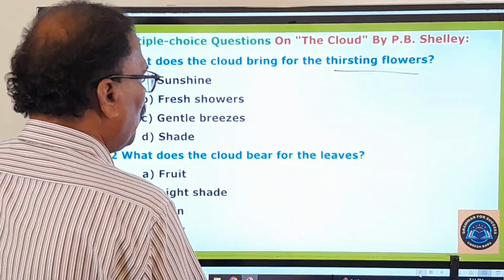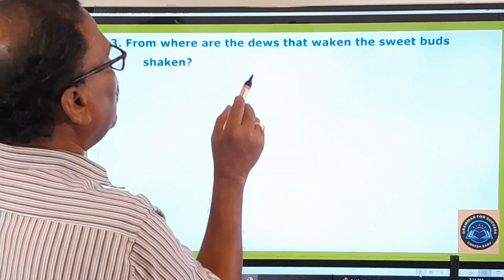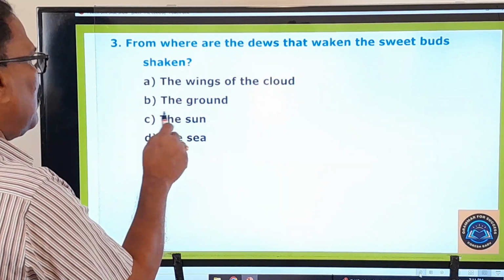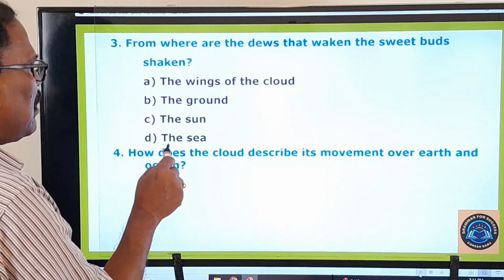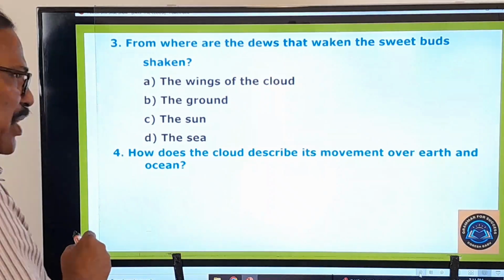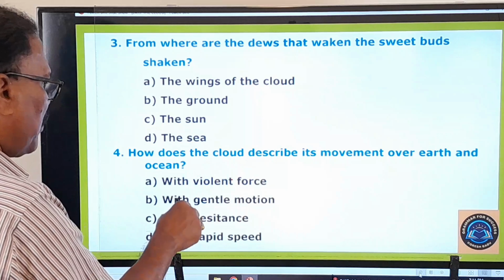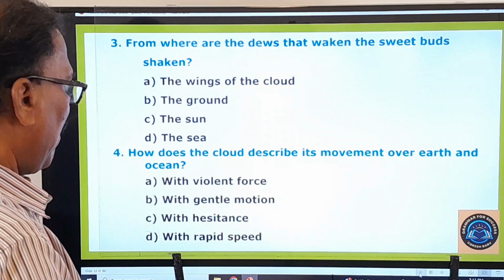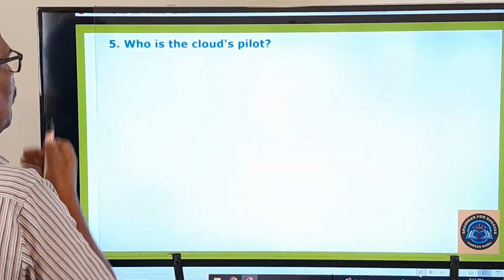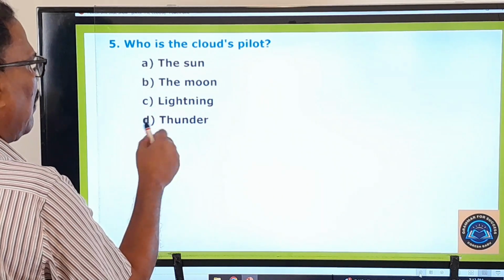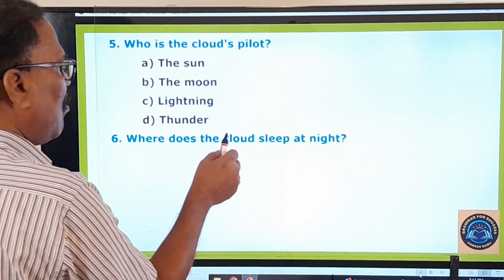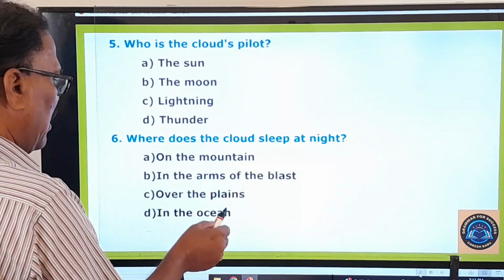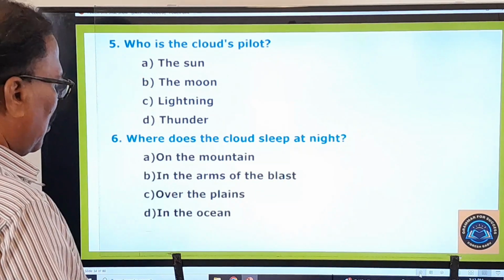And now let's move on to other questions. From where are the dews that waken the sweet buds shaken? The wings of the cloud, the ground, the sun, the sea. How does the cloud describe its movement over earth and ocean? With violent force, with gentle motion, with hesitance, with rapid speed. Who is the cloud's pilot? The sun, the moon, lightning, thunder. Where does the cloud sleep at night? On the mountain, in the arms of the blast, over the plains, in the ocean. You can easily solve them.